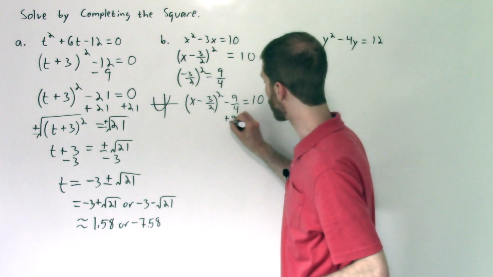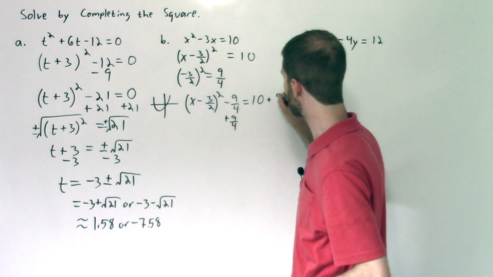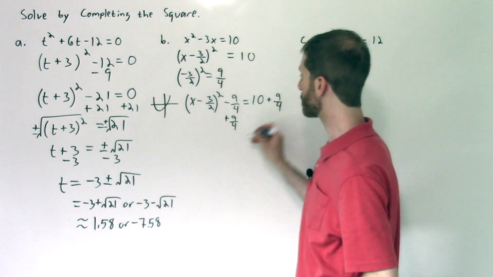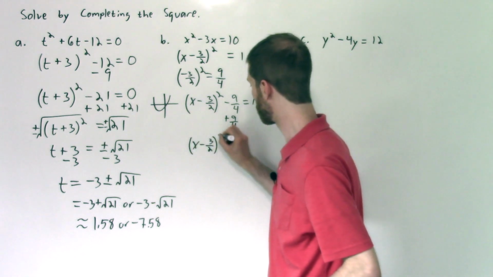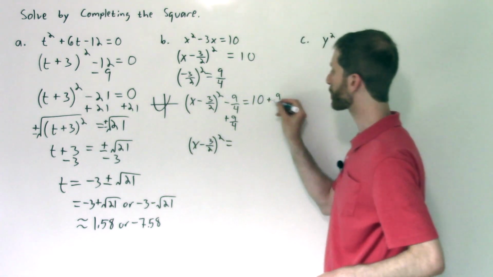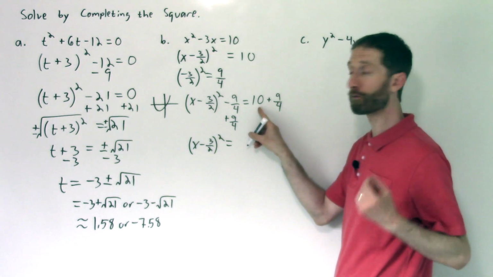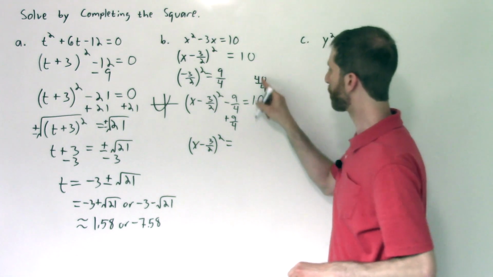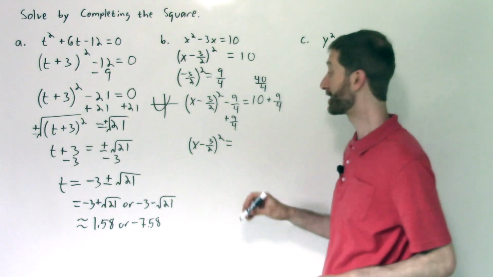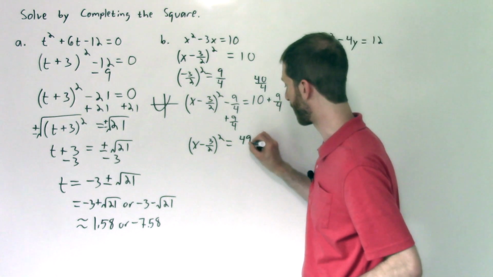We're going to undo the order of operations, add 9/4. Now I realize this is gross. You get x minus 3 halves squared equals, we'll do this fraction work. 10 is 40/4. 40 over 4. And 40 over 4 plus 9 over 4 is 49 over 4.